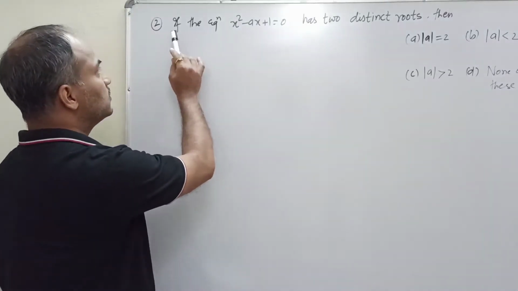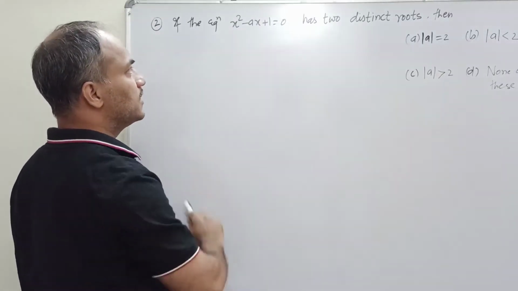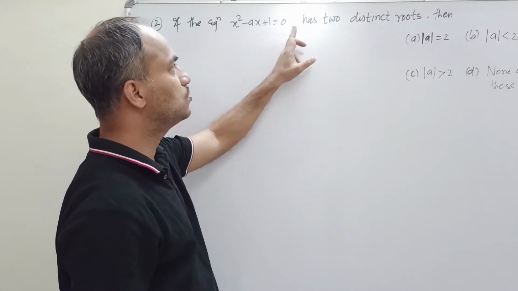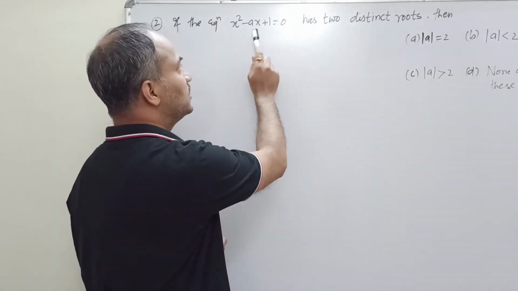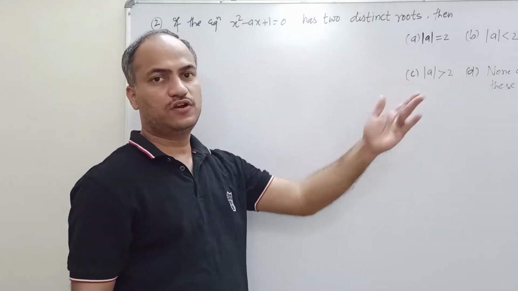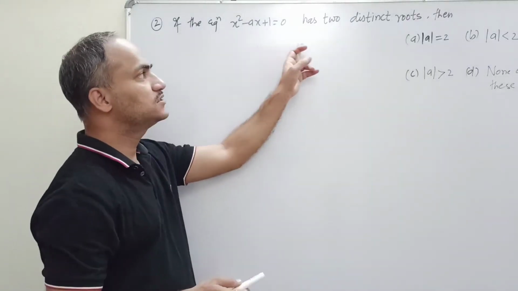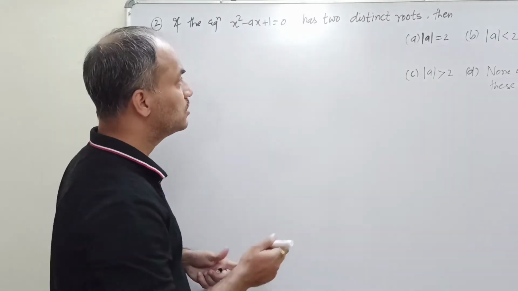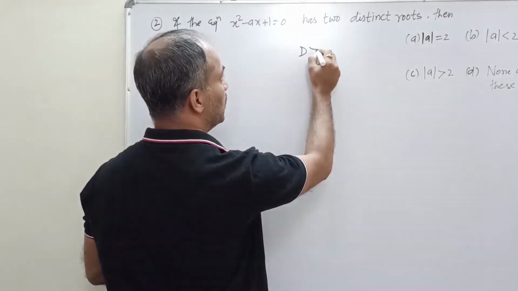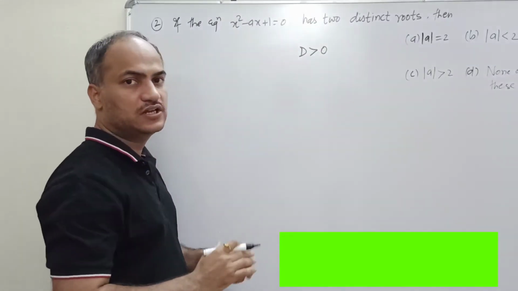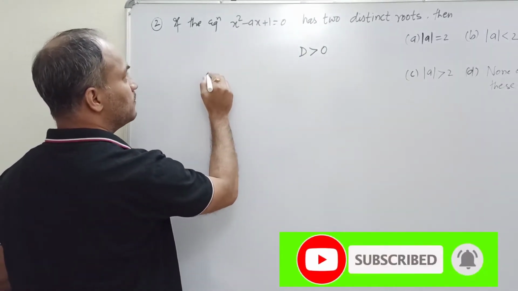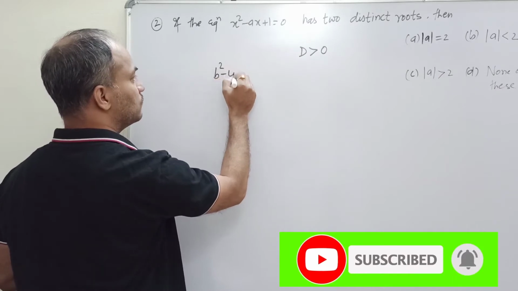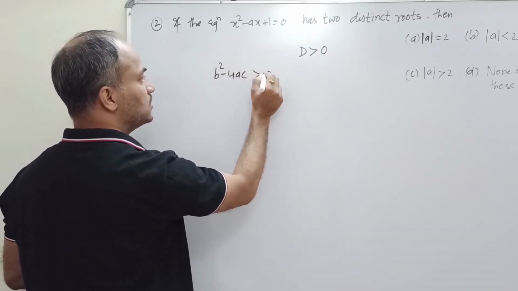For this question, the equation x square minus ax plus 1 is equal to 0 has two distinct roots, and then we have to find the value of a, and which of the following option is correct. Has two distinct roots. Okay, so here the condition will be D greater than 0. Fine, this condition will be applicable here. So let us apply.